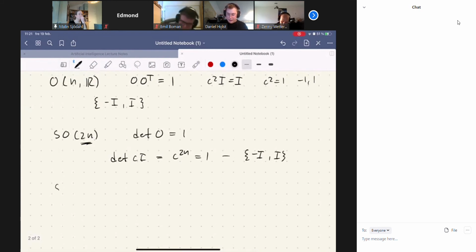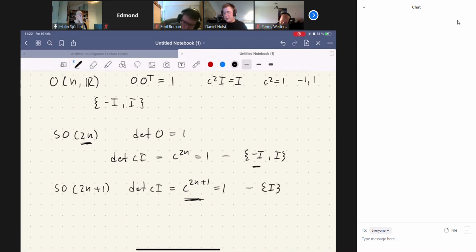But if we have an odd number, then this of course becomes C^{2n+1}, which should be 1. But, okay, a real number to an odd power that should be 1, well, then we can only have the identity. So we lose this one when we go to special.